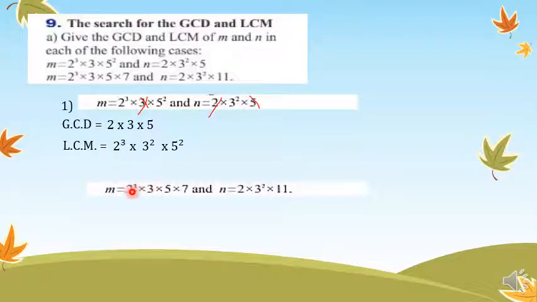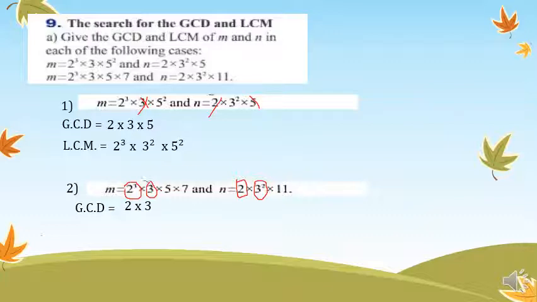Here the same. First of all, I want to find the GCD. To find it, first I have to circle the common factors. I have 2 cubed and here I have 2, so it takes the smallest one, which is 2. Here I have 3 and here I have 3 squared. I take the smallest one, which is 3. Here I have 5, here no, here I have 7, here no, and no common 11. So the GCD is only 2 times 3.